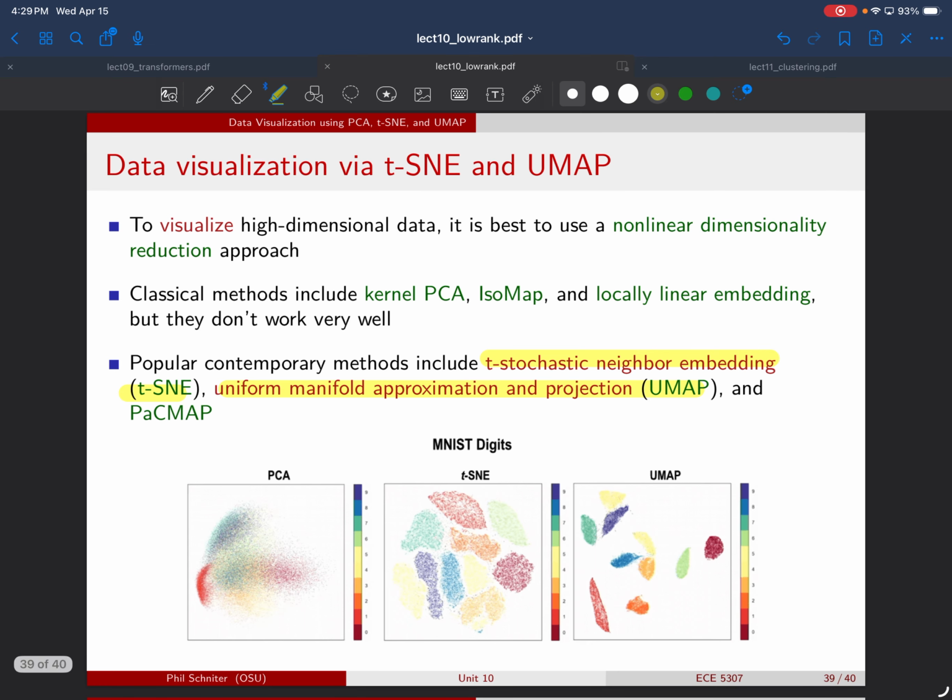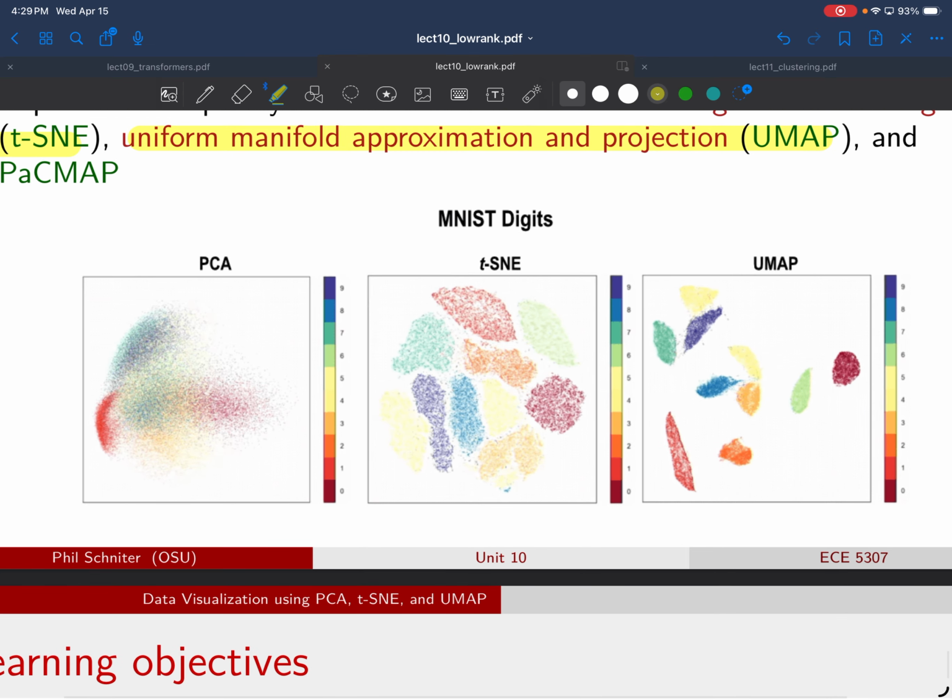So here's just another example. This one has the dots much smaller than the previous page, but this is pretty much the same thing we saw before. A lot of overlap between the different MNIST classes. But with t-SNE, you get a much better separation. And with UMAP, it's even better still.